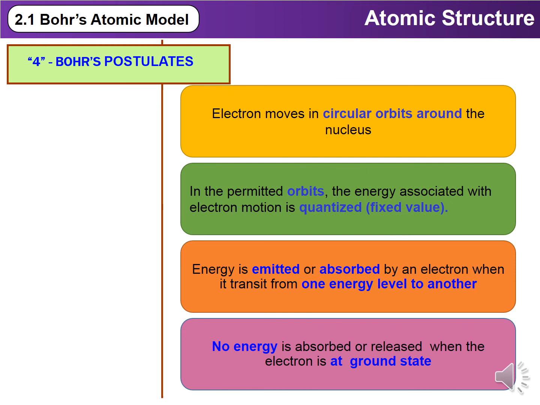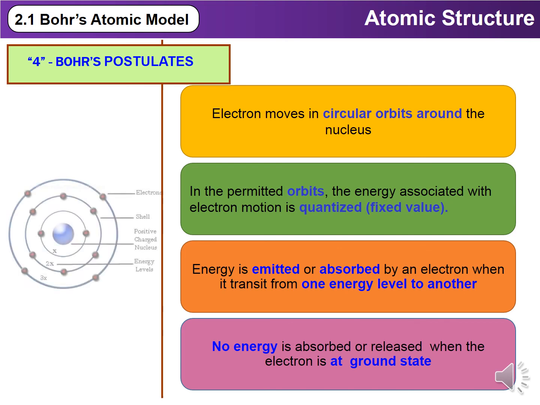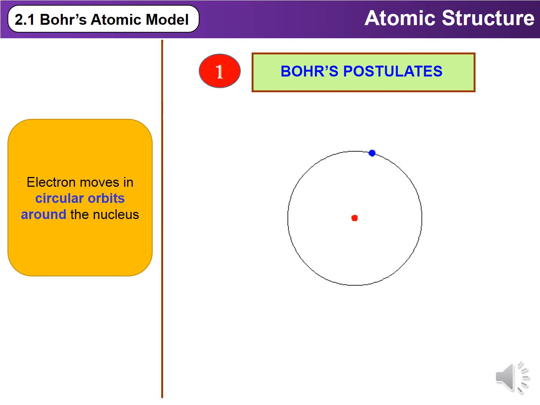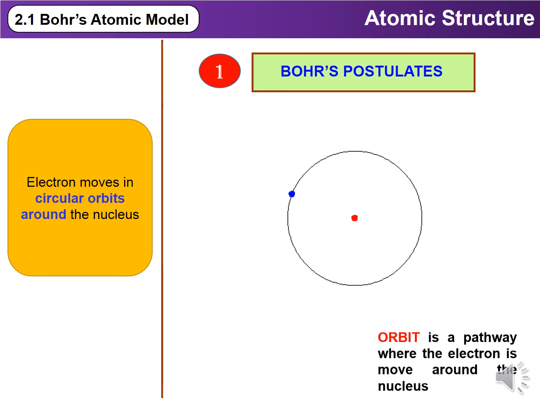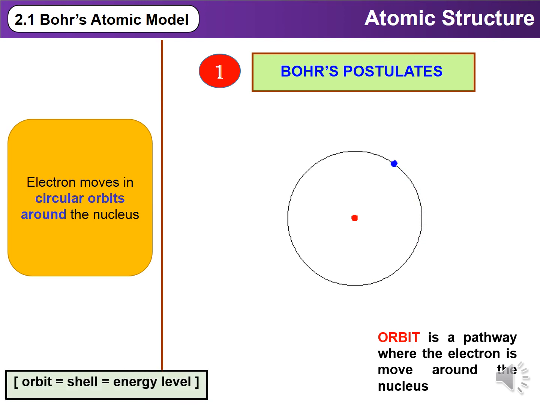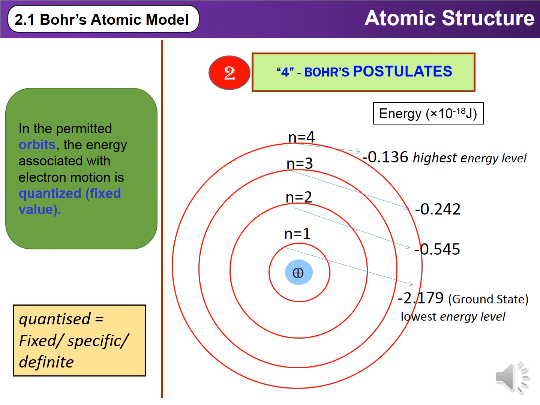So when the electrons are just going around the orbit, they do not absorb or release any energy. It only happens when they move from a higher level to a lower level, or from a lower level to a higher level. As you can see in the diagram, the energy levels are shown. If they are further from the nucleus, the level is higher. So this diagram explains Bohr's postulate. The pathway that the electron takes is called an orbit. Sometimes we use the word orbit, sometimes we use energy level.